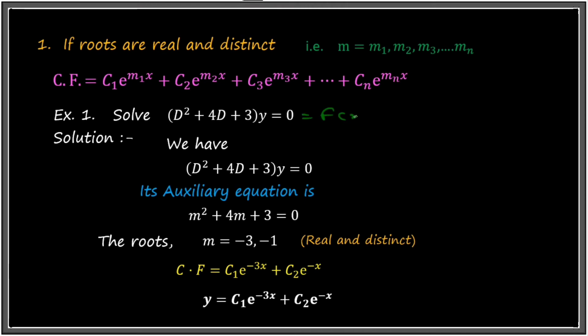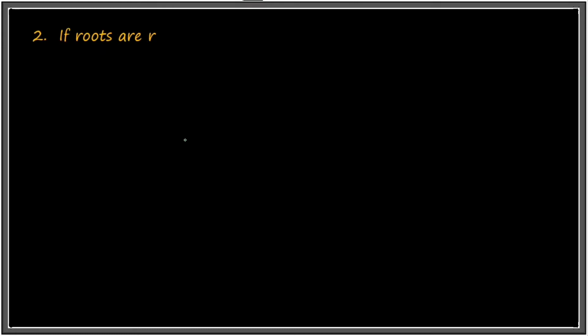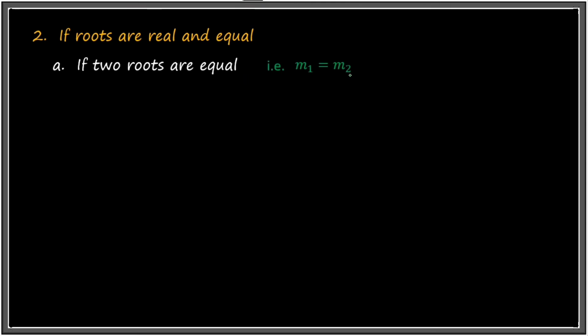f(x) equals 0, means the PI equals 0. The complete solution means y equals CF plus PI, and PI equals 0. Therefore, the CF is the solution of the differential equation. Next, if the roots are real and equal, if two roots are equal, we suppose that m1 equals m2, means m equals -1 and -1, that is the two same roots.